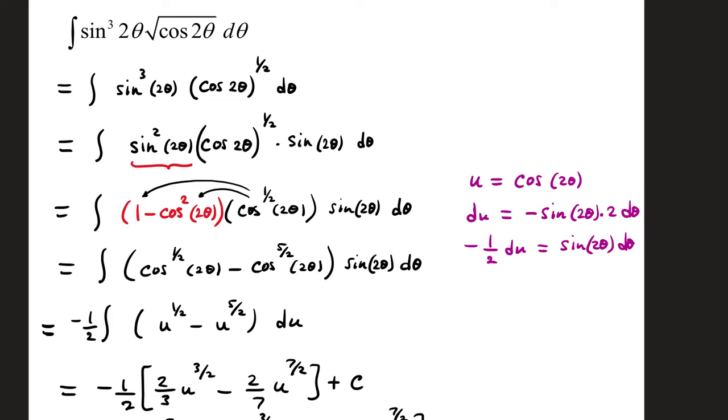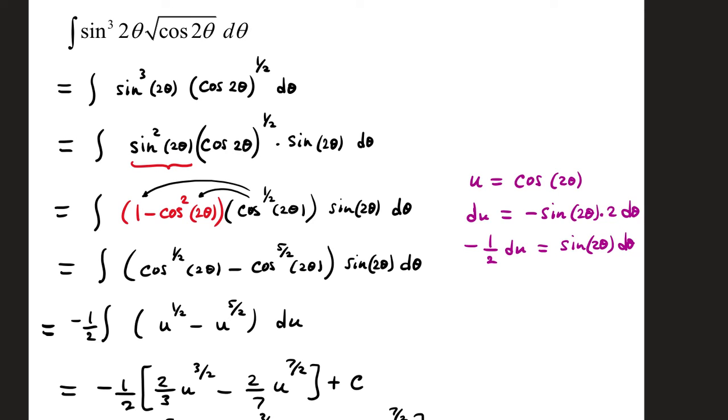Remember, when you're multiplying, you add the exponents for like terms. So we have cosine 1/2 2 theta minus cosine 5/2 2 theta. The purpose for leaving an extra sine 2 theta on the end is now we can use cosine of 2 theta as our substitute. Its derivative, applying chain rule, is negative sine 2 theta times 2.